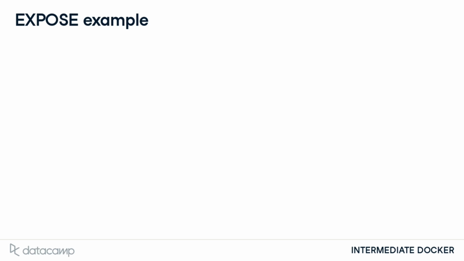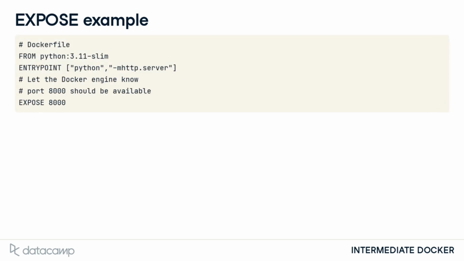Let's look at an example using the EXPOSE command. First, we've created our Dockerfile from the Python 3.11 slim image. We then add an entry point startup command. In this case, we're running Python's built-in web server. Finally, we add the EXPOSE 8000 entry to indicate that the container listens internally on TCP port 8000.